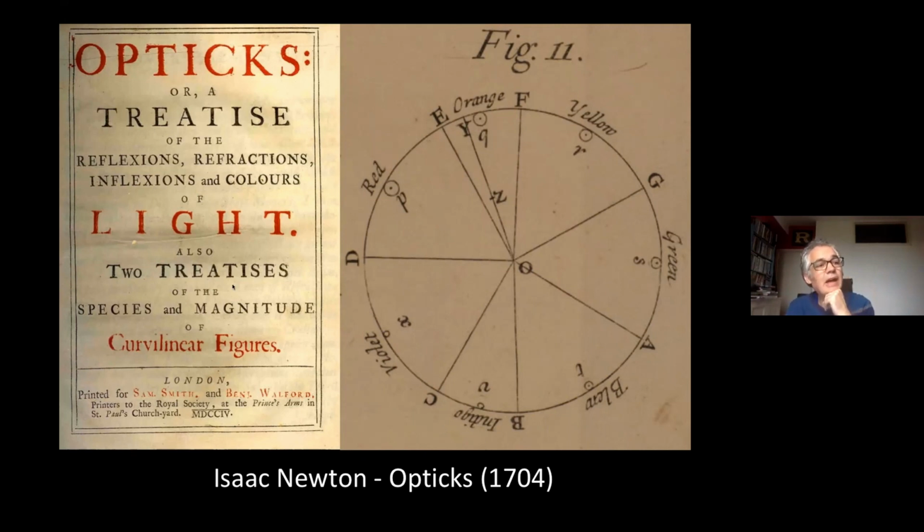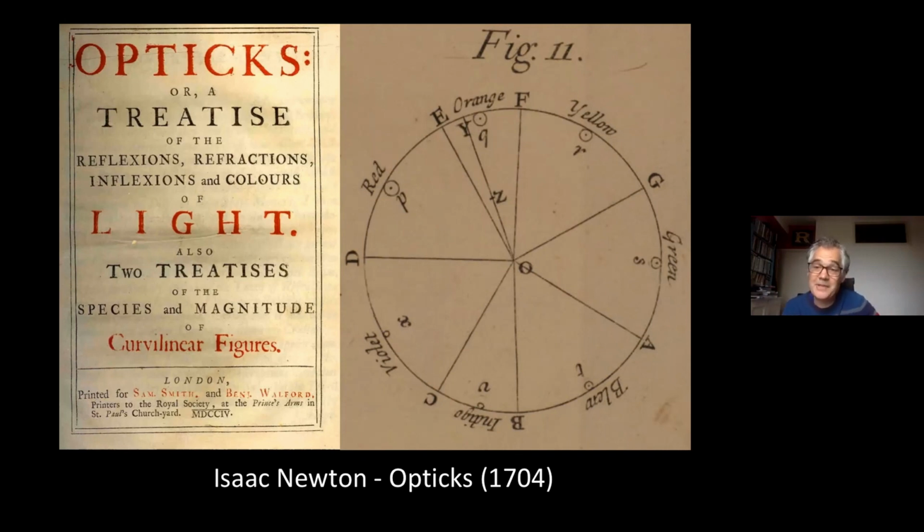What I always like to look at here is this figure 11 from Opticks, which is the first instance I know of a colour wheel. So just like you might find today in an image or video editing application, it's a colour wheel arranging the colours of the spectrum around a circular frequency space.